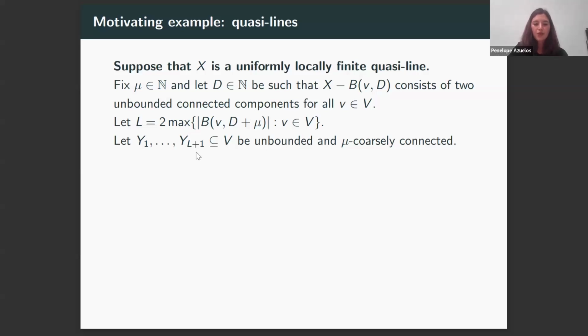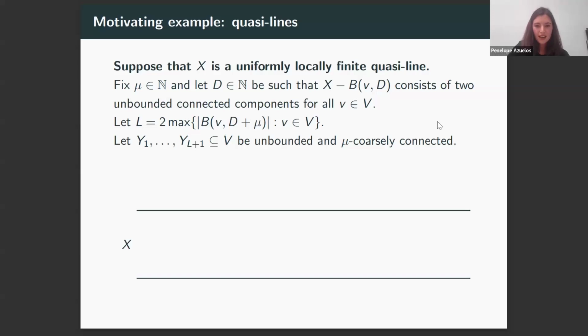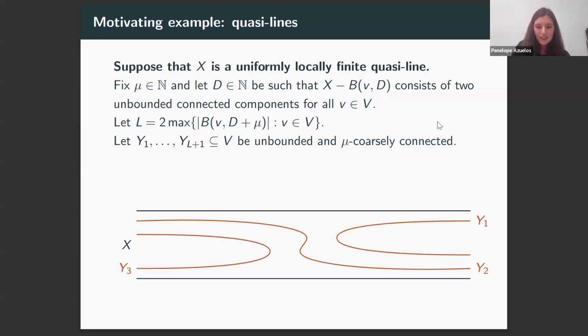And now I just have some arbitrary subsets of V that are unbounded and mu coarsely connected, and I'm going to draw a picture. So here's X looking vaguely like a line. Here are the subspaces Yi, which I've drawn to be connected, but it's fine. And the thing you want to notice is that because all of the Yi's are unbounded, and because X has only two ends, this means that every Yi has to have a sequence which converges towards one end or the other.